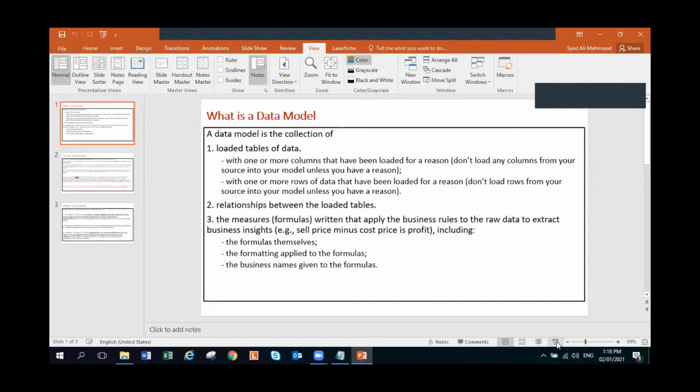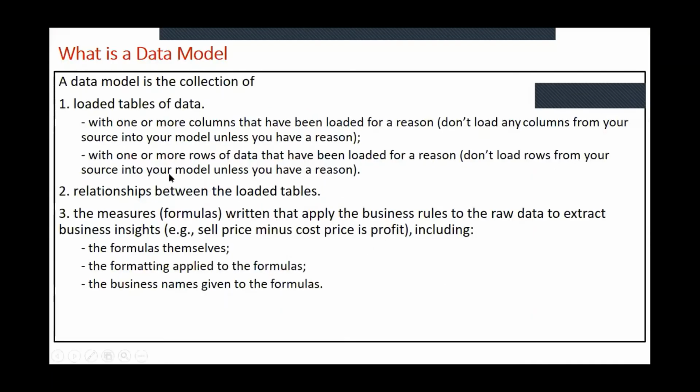What is a data model? A data model is the collection of loaded tables of data. Simple, I will again give you a reference of whatever we have covered so far. We are playing with the table, so a data model is also a collection of tables. It is the collection of loaded tables of data with one or more columns that have been loaded for a reason. Don't load any columns from your source into your model unless you have a reason.